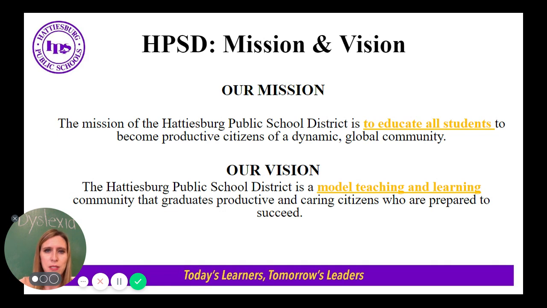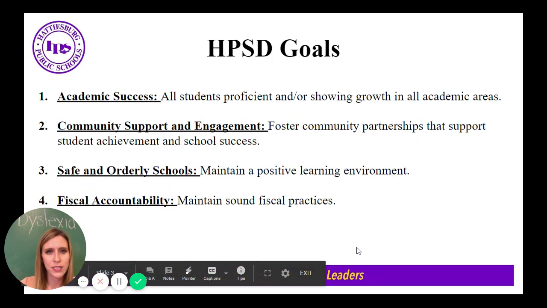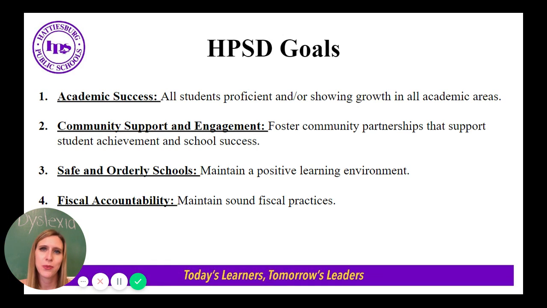Here at Hattiesburg Public School District, we have 4 goals. Those goals include academic success. Let's let our slides catch up. Here we are. Academic success, community support and engagement, safe and orderly schools, and fiscal accountability.